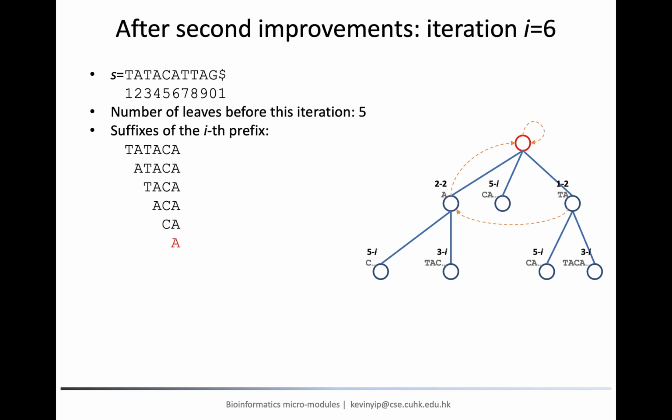Iteration 6 is quite simple. Since we had 5 leaf nodes at the end of iteration 5, we skip the first 5 insertions of this iteration. The last insertion is about the suffix A, and there is already a child of the current node with a label starting with A, so this is a type C insertion, and we end the iteration directly.